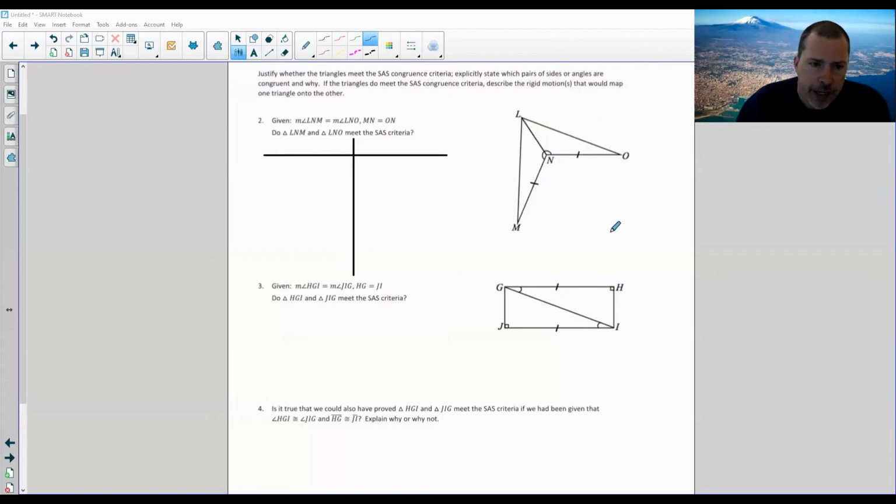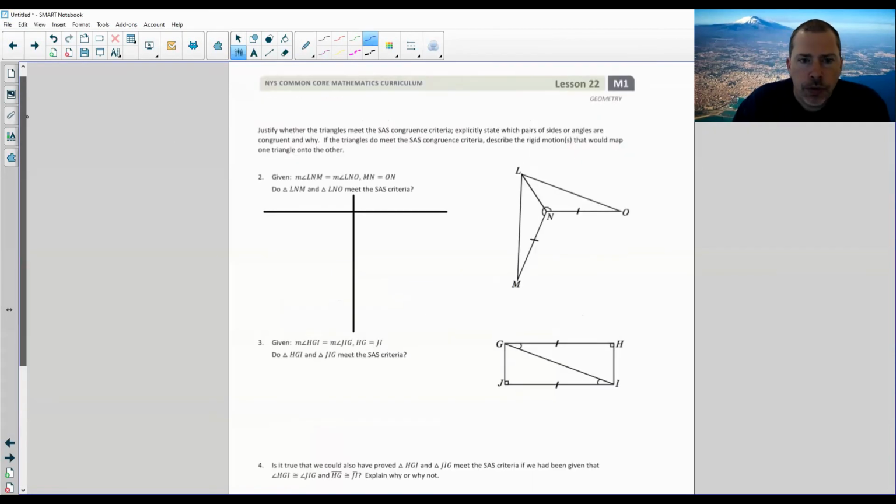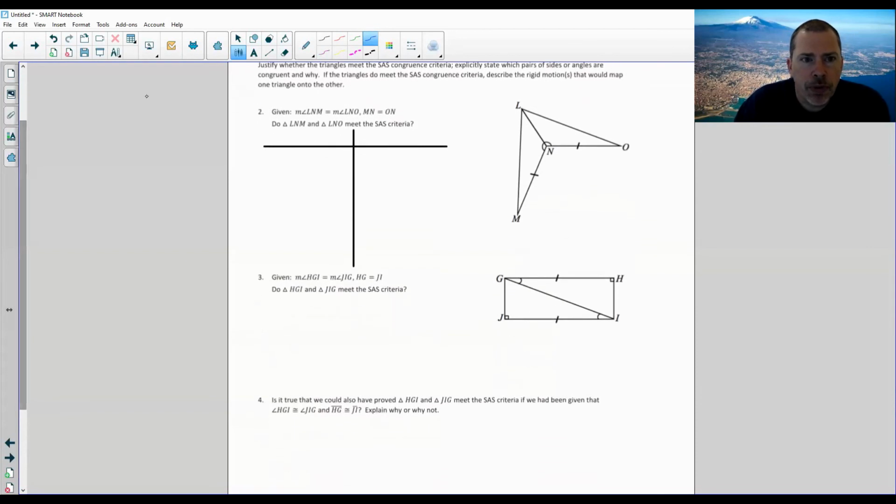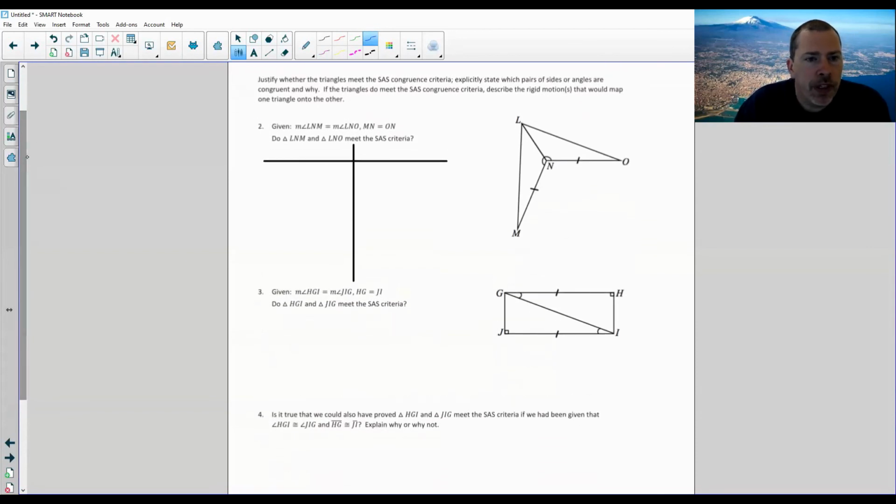Okay, page 5 brings us to a few more examples. Remember, examples are supposed to be done and then you try them after. So pause this video, see if you can do these, and then come back and we'll check. All right, so assume that you paused, here we go. Justify whether the triangles meet the SAS congruence criteria. Explicitly state which pairs of sides or angles are congruent and why. If the triangles do meet the SAS congruence criteria, describe the rigid motion or motions that would map one triangle onto the other.